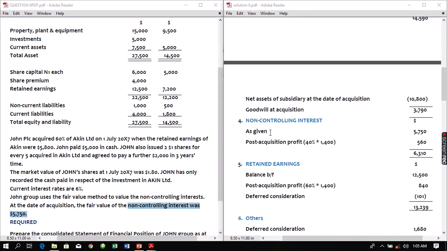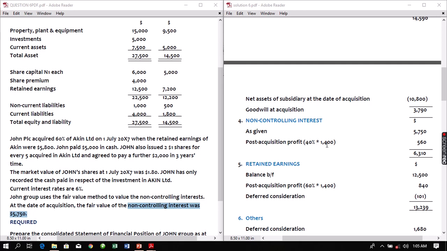We move to workings 4, which is non-controlling interest. As given in the question, 5,750. And don't forget, the non-controlling interest has to take part of the post-acquisition profits, and since the parent company owns 60%, they own 40% of the business.